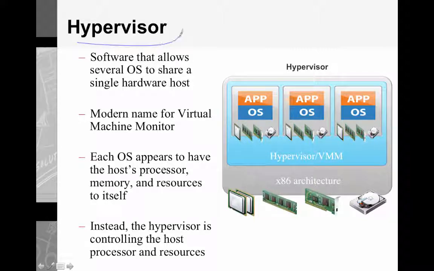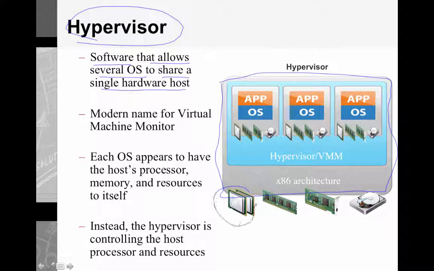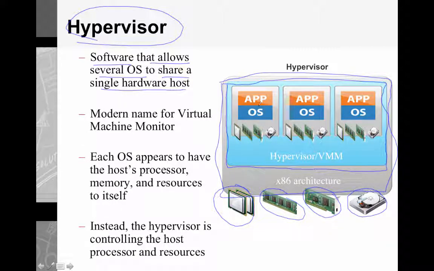So what is a hypervisor? A hypervisor, simply put, is a piece of software that allows several operating systems to share a single hardware host. As you can see on the right hand side, we have a single hardware server. That server has its CPU, RAM, NIC card, hard drive. But then there is also this software that's running directly on top of that hardware, in this case called the hypervisor, which used to be called VMM.